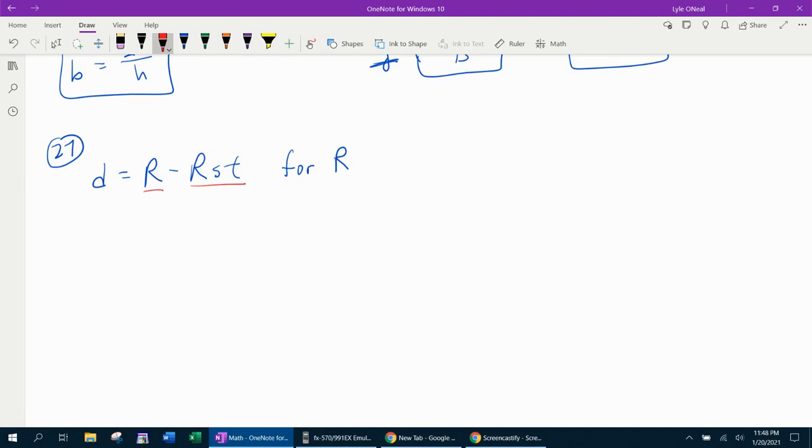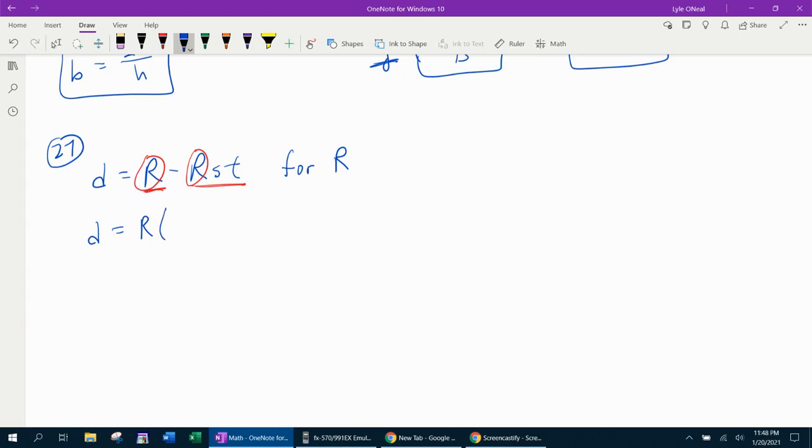Okay? And so this is where we're going to use the 6-letter F word. Do you know what the 6-letter F word is in math? Factor. All right, so we have 1, 2 terms that both have an R. What we're going to do is we're going to factor the R out. We're going to factor out the R.